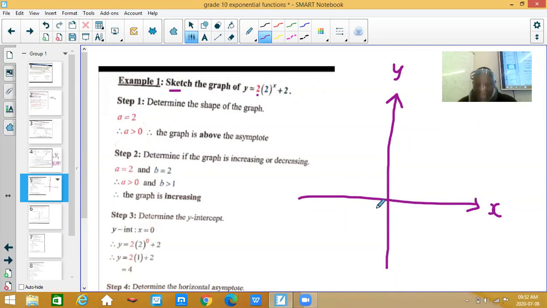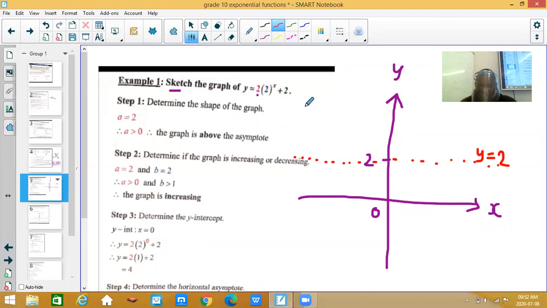Let us say we have our 0 here, and then we're going to have our 2 there. With that 2, you will realize this is our line of asymptote. On the line of asymptote, y = q. What is our q? It is 2. From this, we know that this graph is going to be above because a is positive.